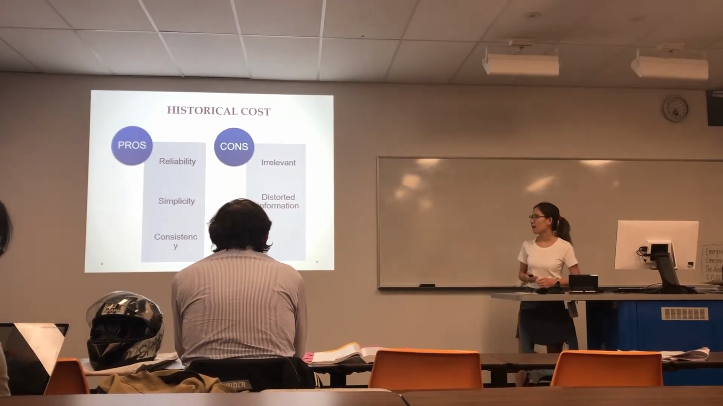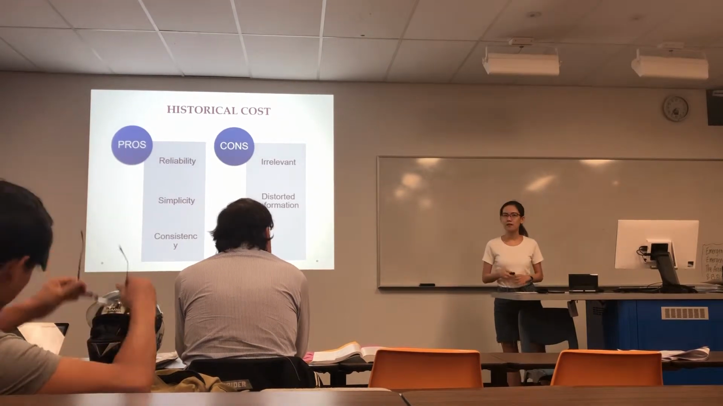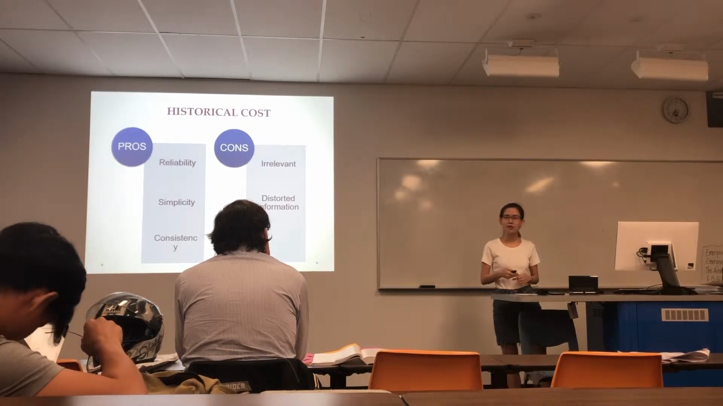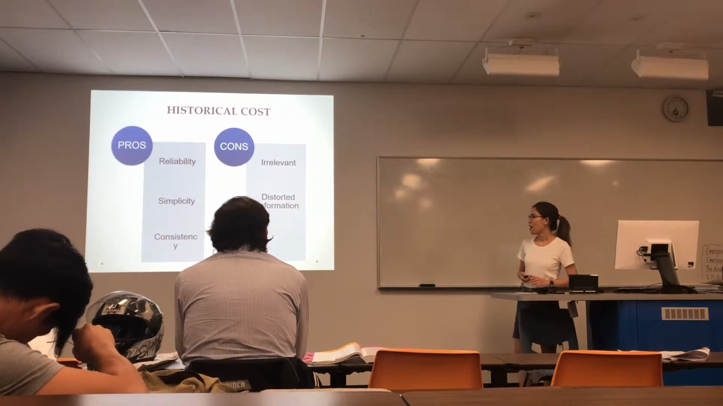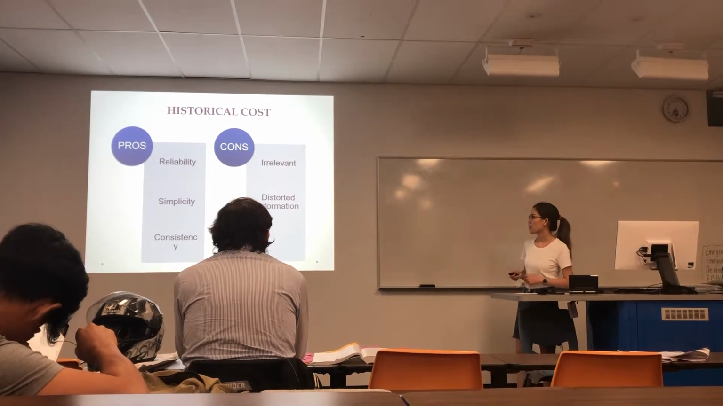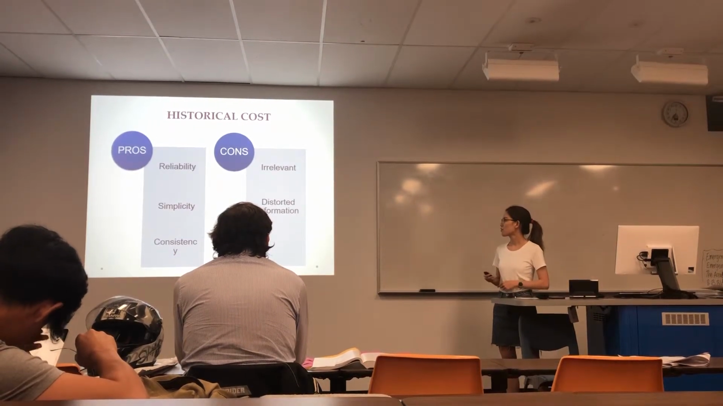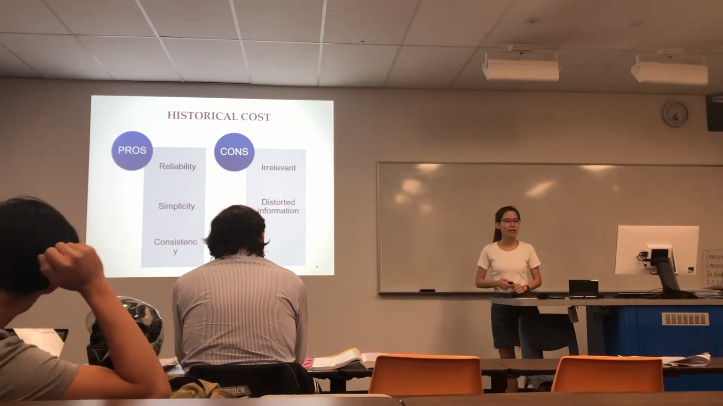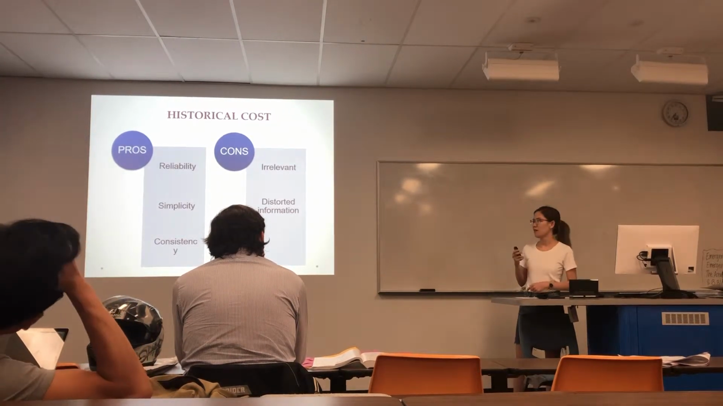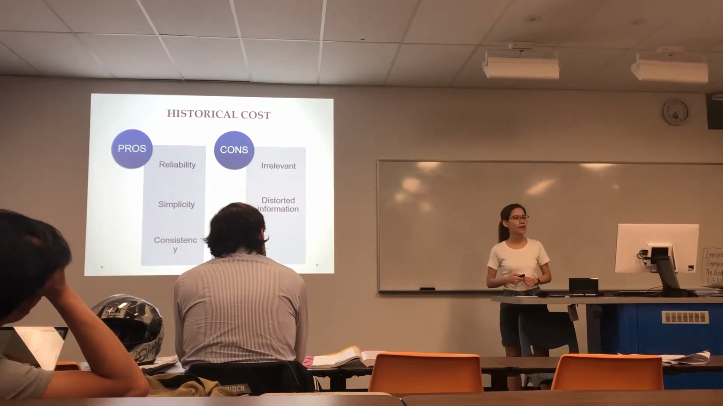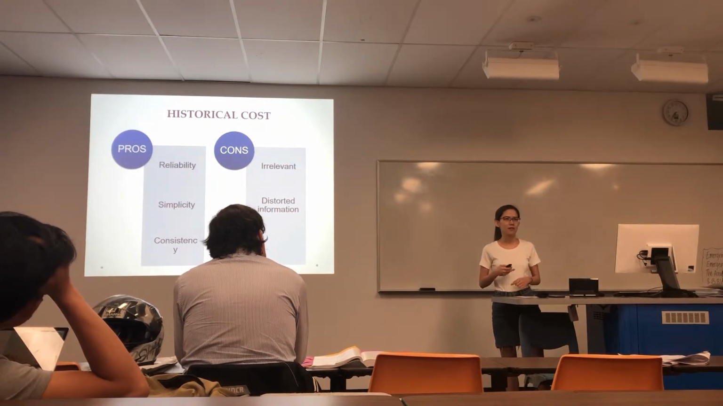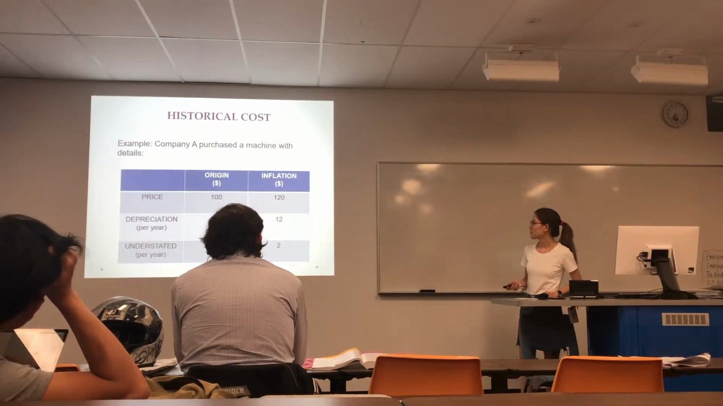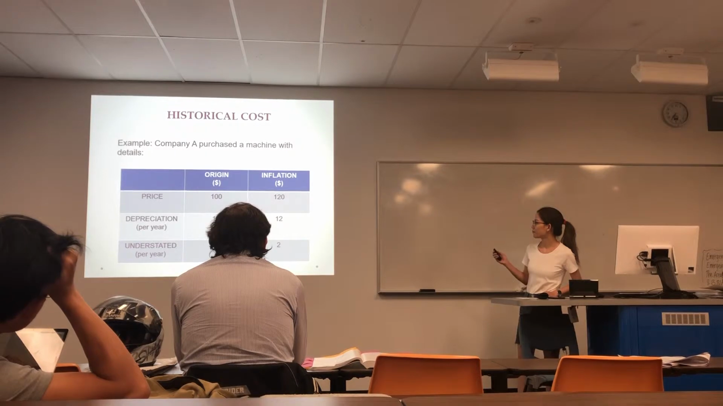It is easy to produce and harder to manipulate because there is always evidence, such as an invoice or receipt. On the other hand, it also has some drawbacks, such as irrelevant and distorted information. Let me give you an example of how accounting information produced by historical cost can be distorted and inaccurate. Please look at the table below.